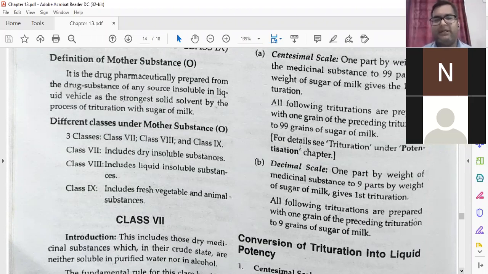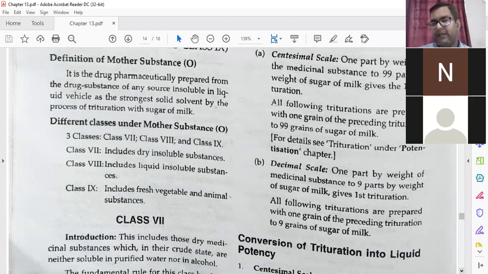Then we will learn the detail in the potentization chapter, the process of the centesimal scale trituration and the decimal scale. Decimal scale: 1 part by weight of the medicinal substance to 9 parts by weight of sugar of milk gives the first potency. All following triturations are prepared with 1 grain of the preceding potency to 9 grains of sugar of milk. Decimal scale, 1 is to 9, we already know.